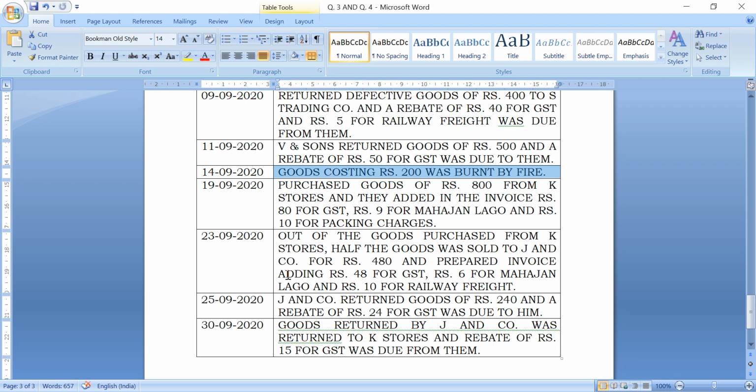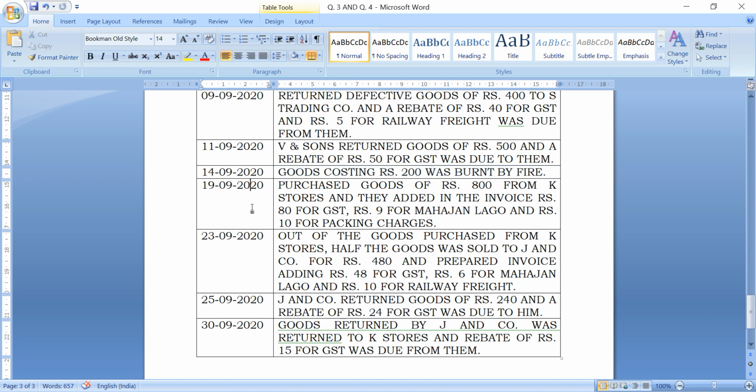Should we record this in any of the subsidiary books? It is neither purchase nor sales. Nothing purchase, nothing sales, nothing purchase return or sales return, right? So obviously the entry should not be passed in any of our 4 subsidiary books. So the transaction of 14th of September will be ignored, not to be recorded anywhere, and it is cancelled.